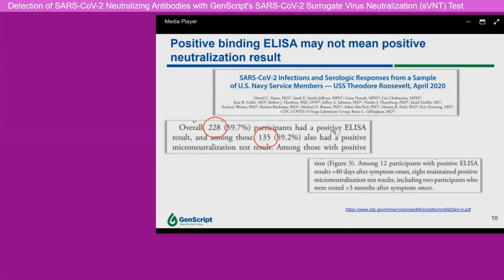We also see that positive binding in ELISA may not mean positive neutralization, as discussed in this publication. The data generated from this study was collected from a total of 382 Navy service members aboard an aircraft carrier during a COVID outbreak. During this event, 228 participants had positive ELISA results, and of those, a little over half also had neutralizing antibodies when tested in the microneutralization test.